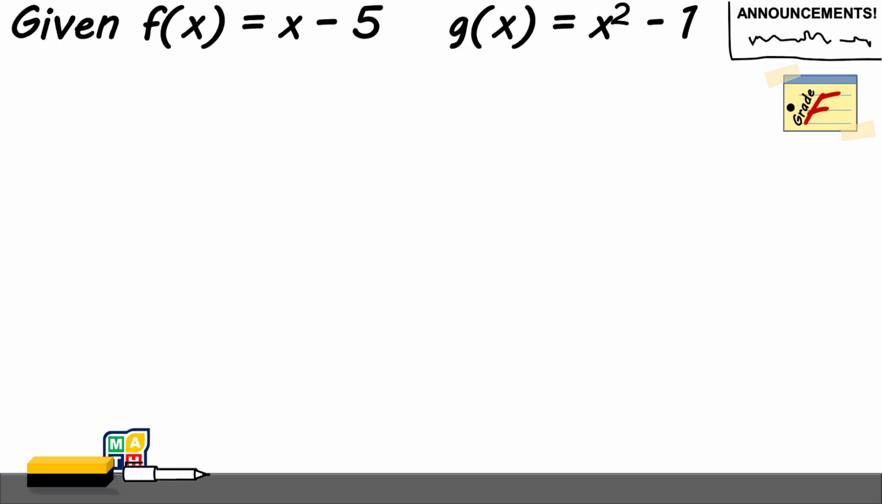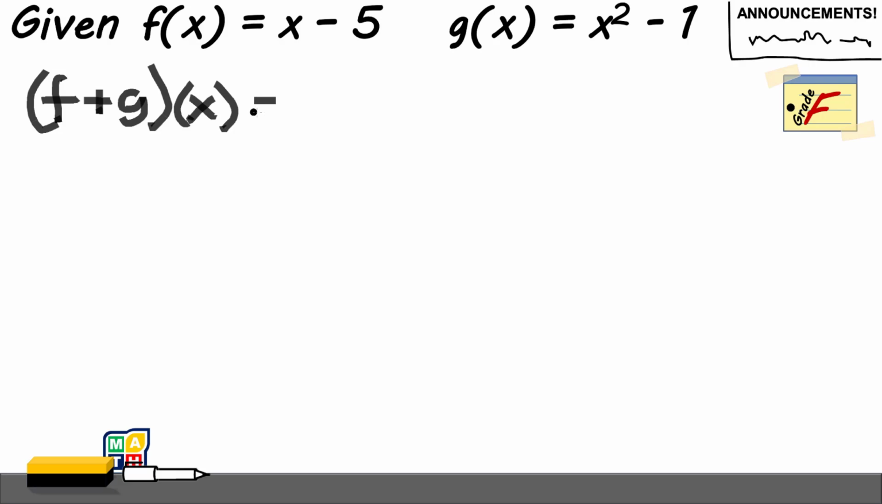We are going to consider these two functions for this video. We have f of x is equal to x minus 5 and g of x is equal to x squared minus 1. Let us try to come up with an expression or a function that will correspond to this form, f plus g of x. If you come across this expression, you just need to add the two functions.